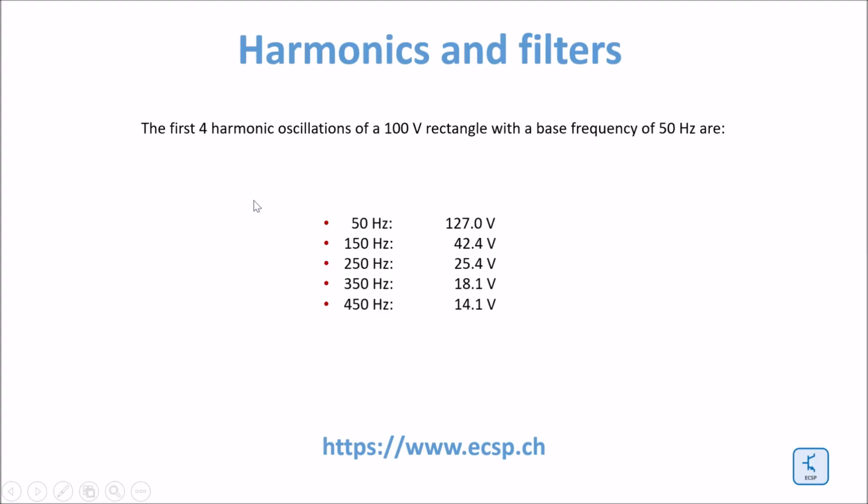From the frequency analyzer I noted down the first four harmonics. You can see it here. This is for 50 Hertz, it is 127 volts, then 42, and so on. You can read yourself. And now I will build the model accordingly.